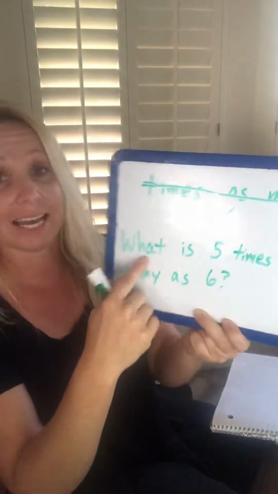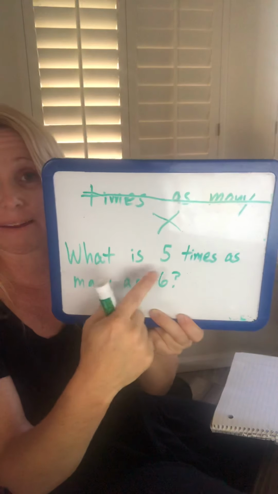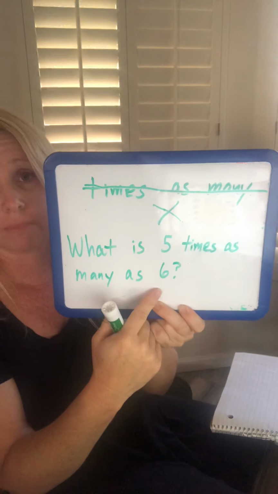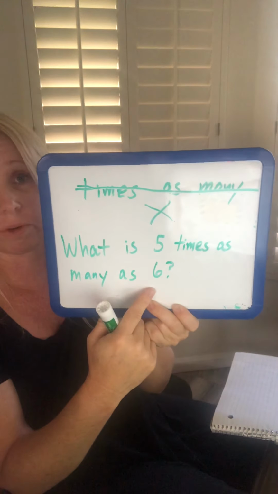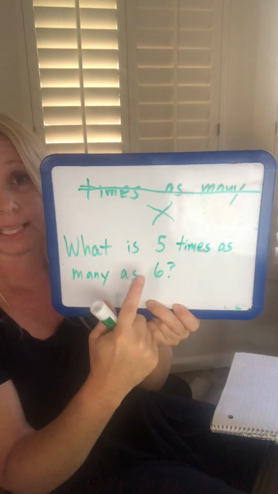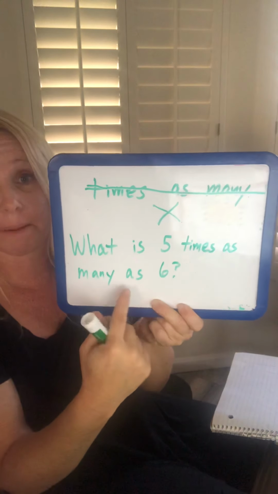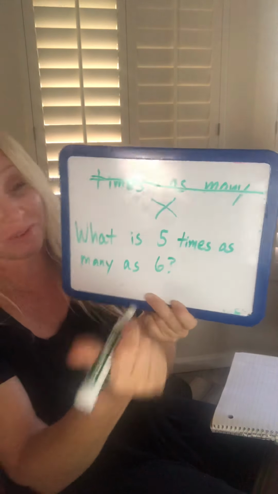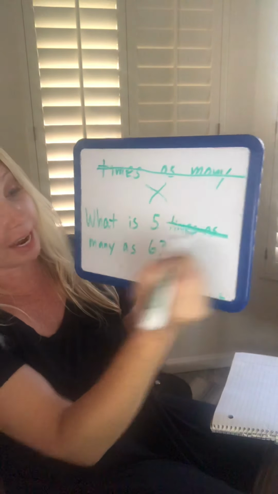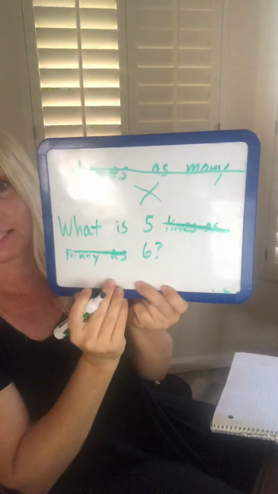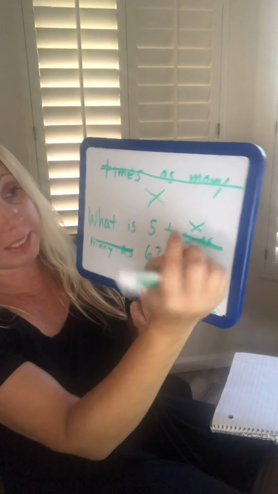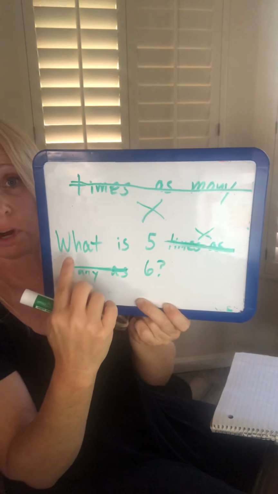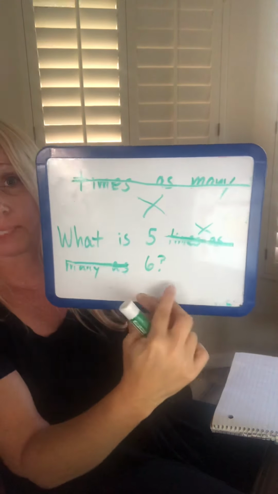So take a look, this next one says, what is 5 times as many as 6? All right, so let's go back to that key phrase that we were just talking about, that comparative phrase, times as many. What are we going to do to it? We're not going to let it confuse us. We're going to cross out the times as many as, and put the multiplication symbol, okay? So now we know what is 5 times 6.